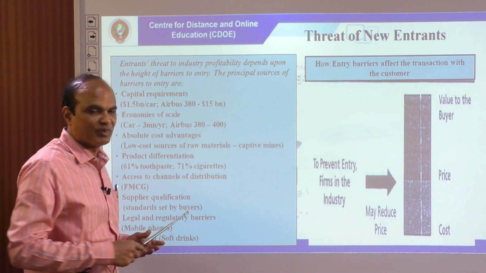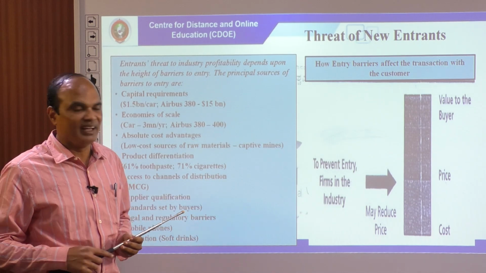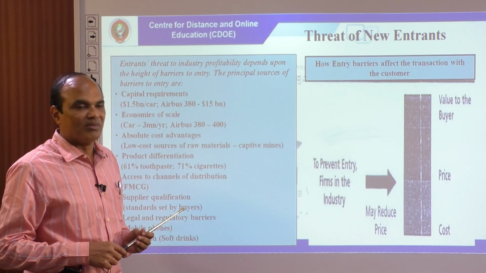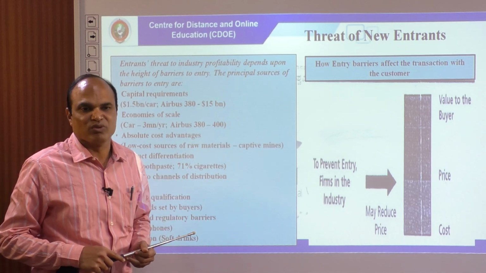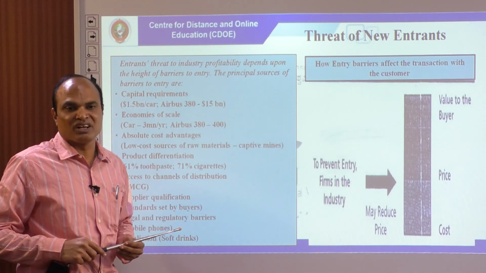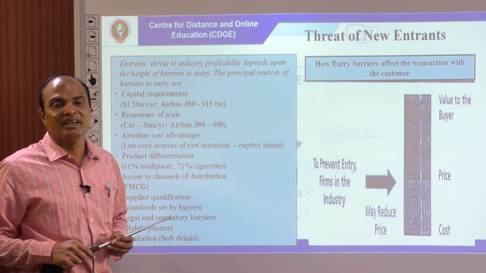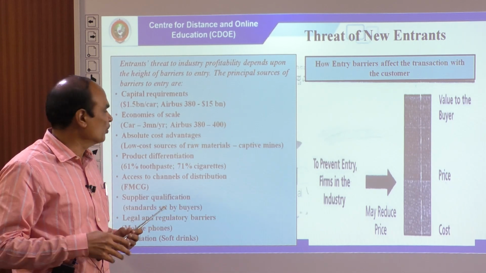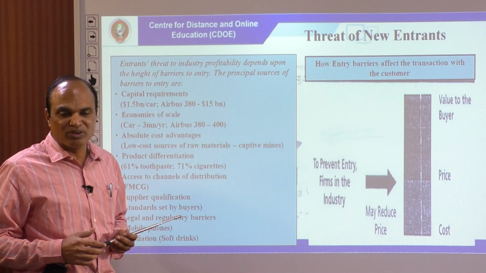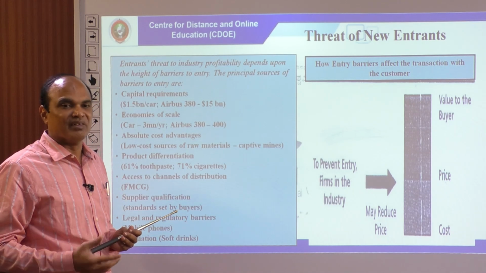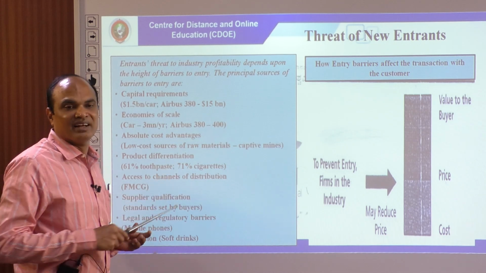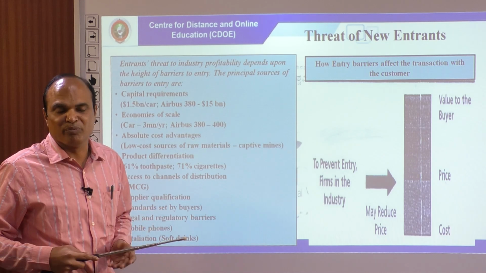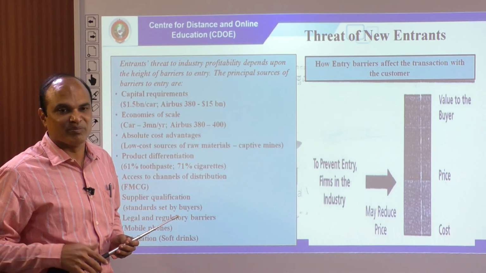So, if they have their own captive mines, they need not depend on others for the supply of either coal or iron ore, so they enjoy this advantage. The same case of absolute cost advantages can also be applied to a power generator, like KPCL or whoever it is. If they have their own source of coal production, it becomes very easy for them, and their cost of power generation will be much lesser than that of competitors who are dependent on coal from somebody else.